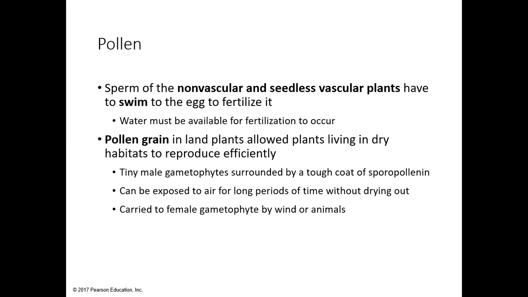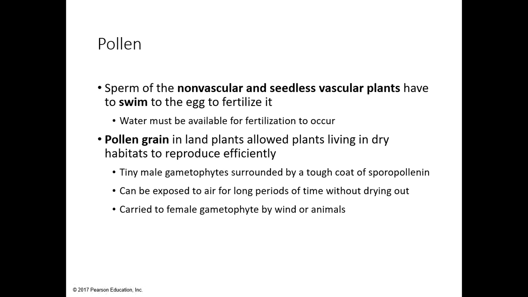All right, so another structure we're going to see here is pollen. And pollen is another term for the sperm of non-vascular and seedless vascular plants. Okay, and these have to swim to the egg to fertilize it. All right, water must be available for fertilization to occur in this case, right? So yes, sperm for non-vascular and seedless vascular plants is analogous to the pollen grain of land plants.